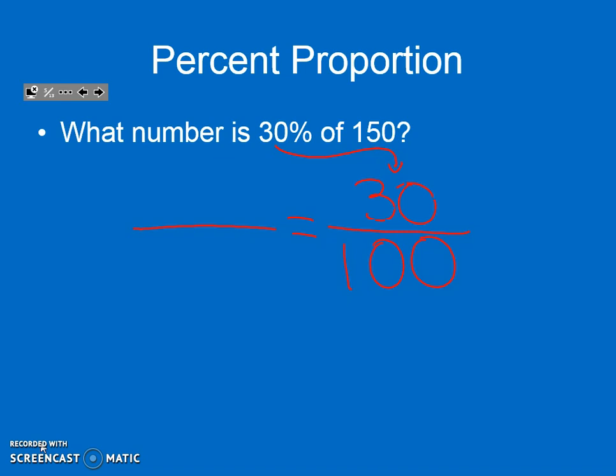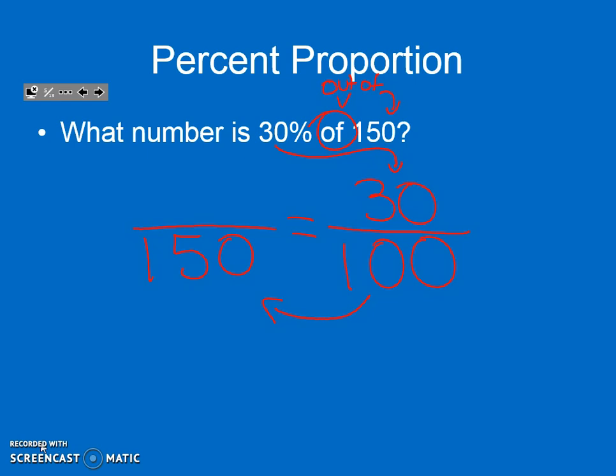It says what number is 30% of 150? Here's that key word we talked about. So most of the time, the number that comes after the word of is going to be our whole. So this is like out of 150. So we know that 150 is my whole. So I need to go from 100 to 150. Now, once again, there's no possible way I can go from 100 to 150 using just a whole number.